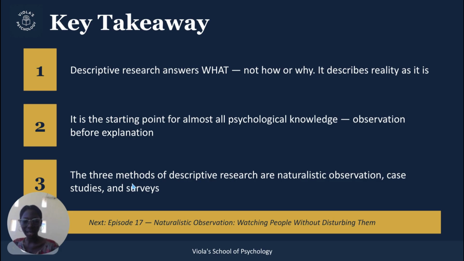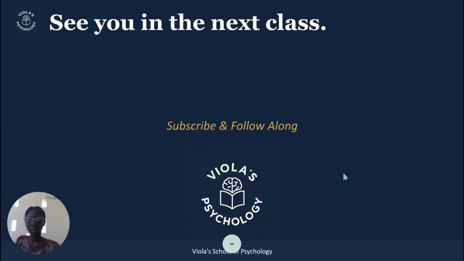So in our next class, we're going to go deep on the first main method of descriptive research, which is naturalistic observation. We're going to look at what it looks like in practice, why it works, and where its limits are. I'll see you in the next class.